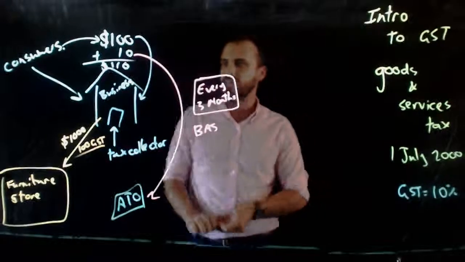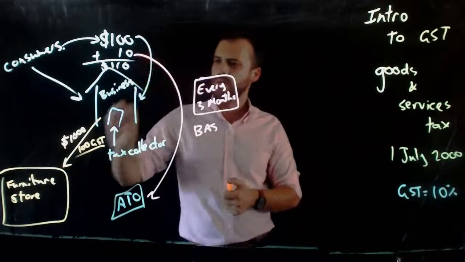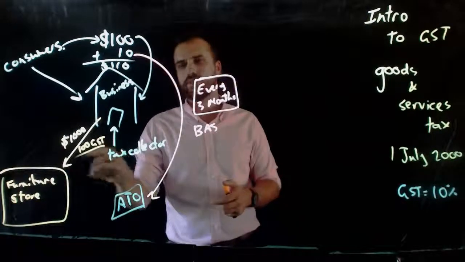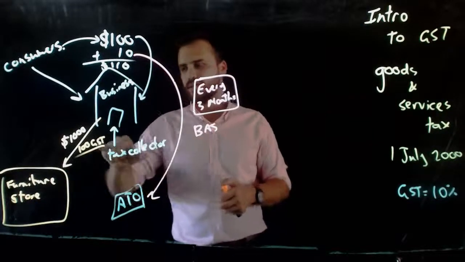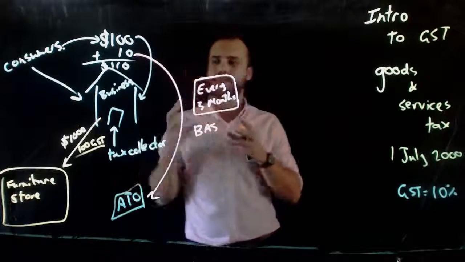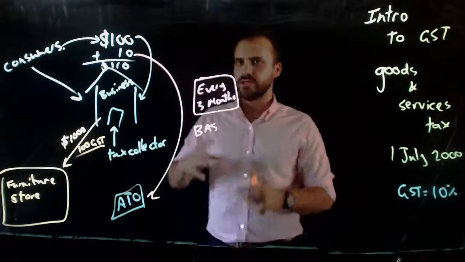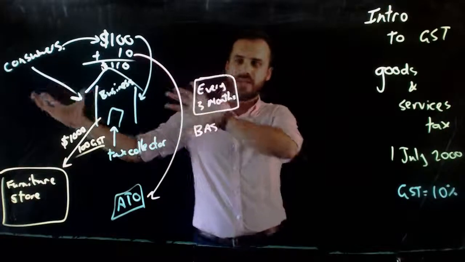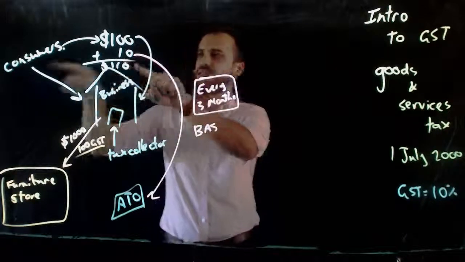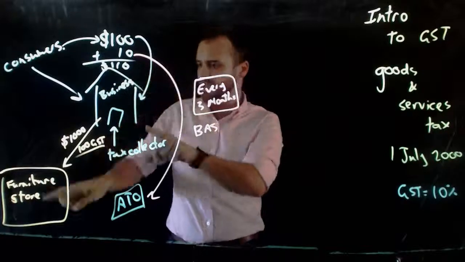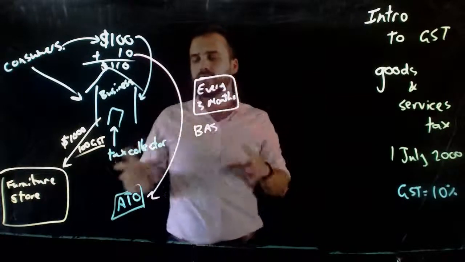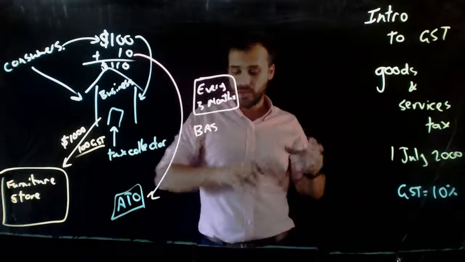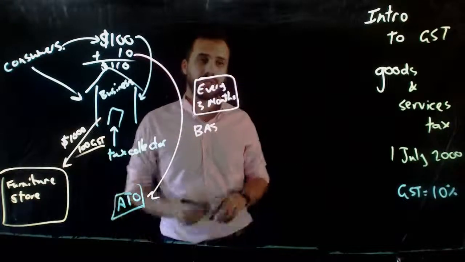Now, the issue is this. The business isn't liable for this GST. So this GST becomes what's called a tax credit. So if you can see, what's going to start happening now is we're going to have incomings of GST from consumers and outgoings of GST whenever the business buys something.